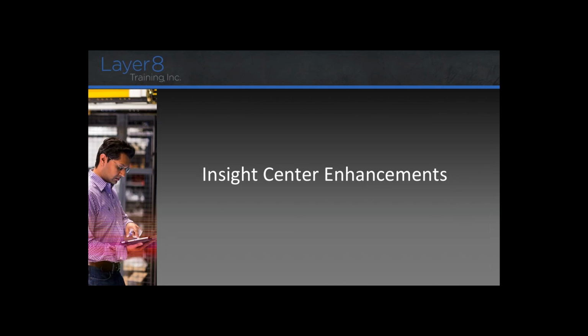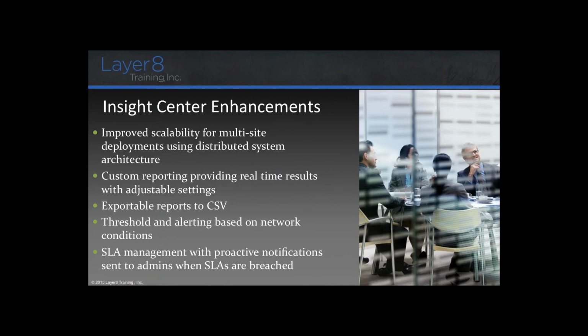Some Insight Center enhancements. With Insight, we have improved scalability for multi-site deployments. Using a distributed system architecture, we can now do custom reporting, providing more real-time results and adjustable settings. We can export out to CSV. We can set thresholds for our alerting based on network conditions, as well as we've added in SLA management with proactive notifications to be sent out to administrators whenever an SLA would be breached.